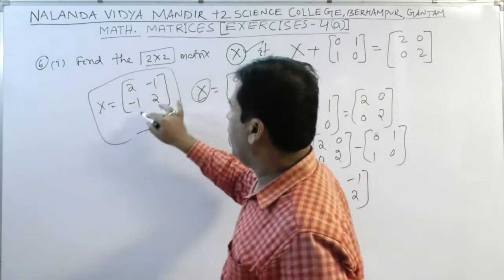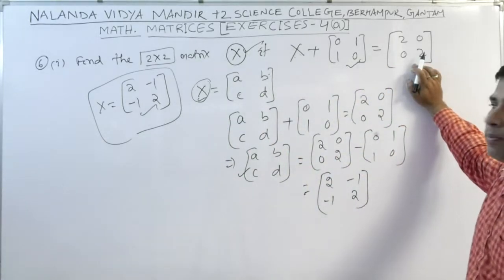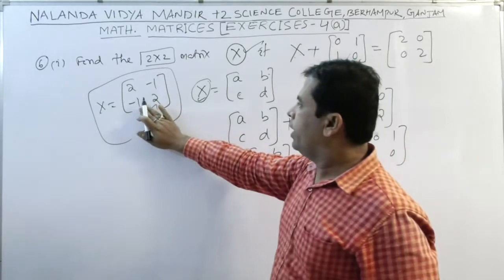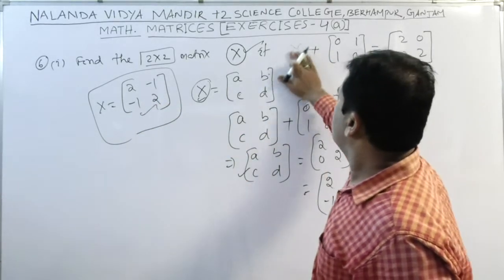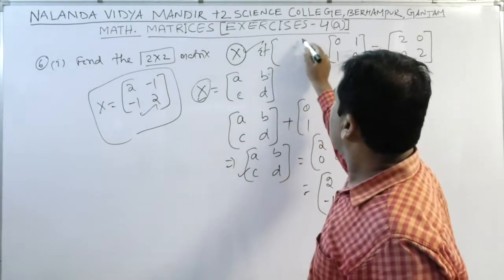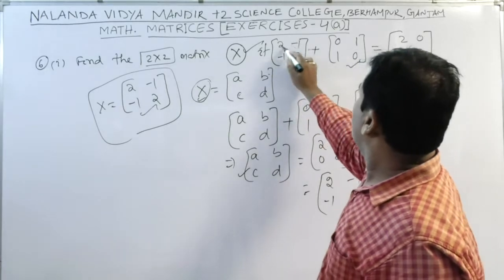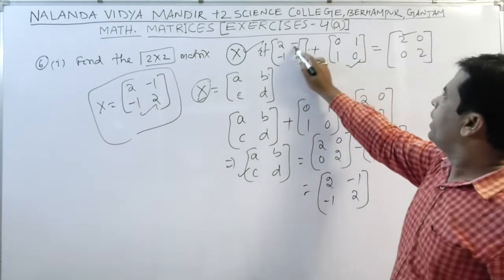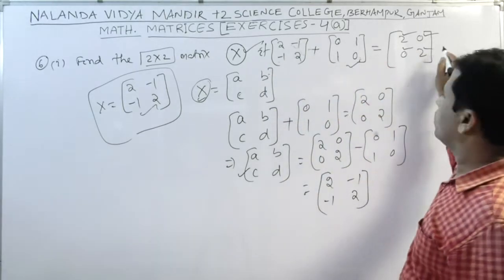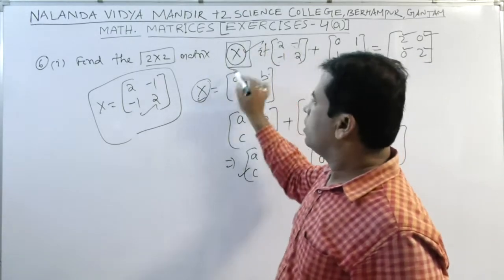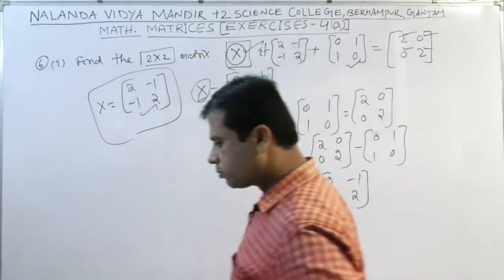If we add this matrix to this, we get this matrix. Now, here add X matrix with [0, 1; 1, 0]. Let's verify that. If we verify [2, -1; -1, 2] plus [0, 1; 1, 0]: 2 plus 0, 2; minus 1 plus 1, 0; minus 1 plus 1, 0; 2 plus 0, 2. Therefore, the matrix X is equal to [2, -1; -1, 2].